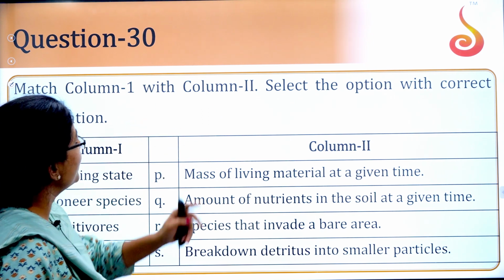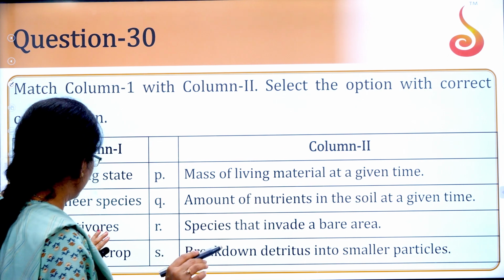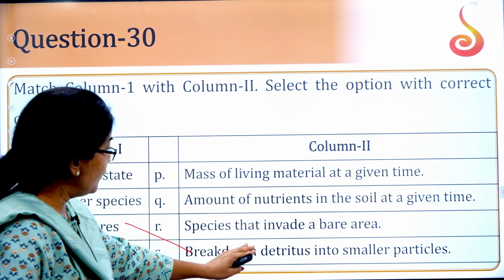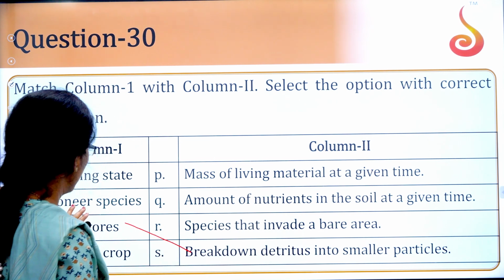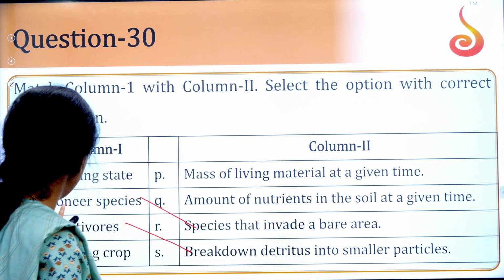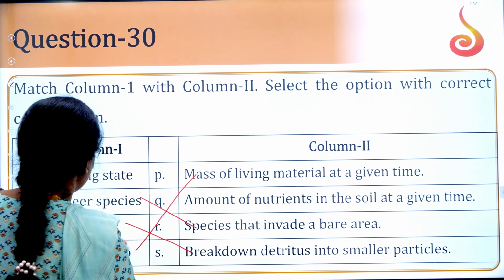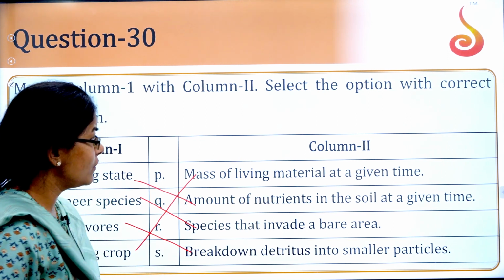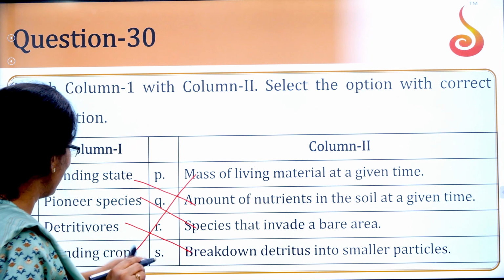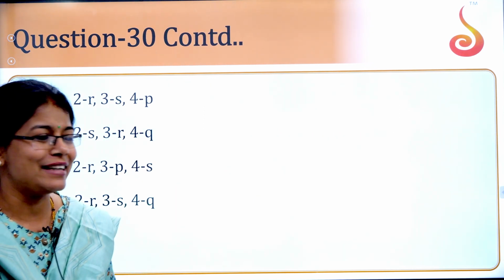Match column 1 with 2. Select the option with the correct combination. Very simple. Detritivores break down detritus into small particles. Pioneer species is a species that has invaded a barren area, right? Standing crop is living matter. Standing state is the amount of nutrients in the soil at a given time. As I said, this confuses me a lot. I am just going to match and you are going to find out what it is. Option A, B, C or D.